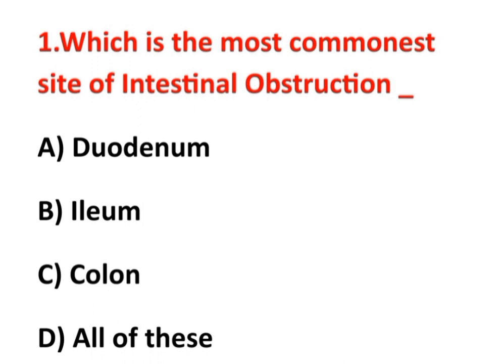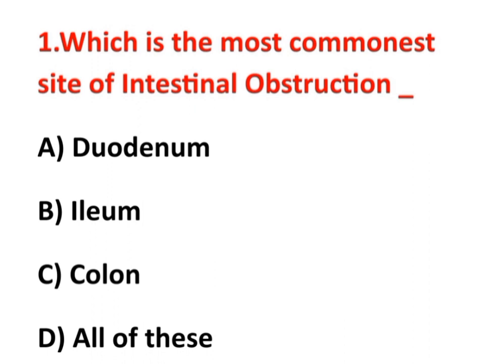The first question: which is the most common site of intestinal obstruction? The options are option A duodenum, option B ileum, option C colon, option D all of this. Our question is, which is the most common site of intestinal obstruction?